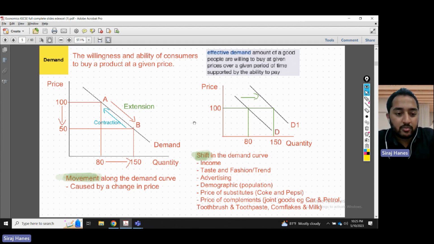Now to go into a concept called demand and supply. So let's start off with demand. Look at the definition here. You'll need to memorize this definition just a tad bit because this is a very technical bit, and they might ask you in the papers for some definitions.